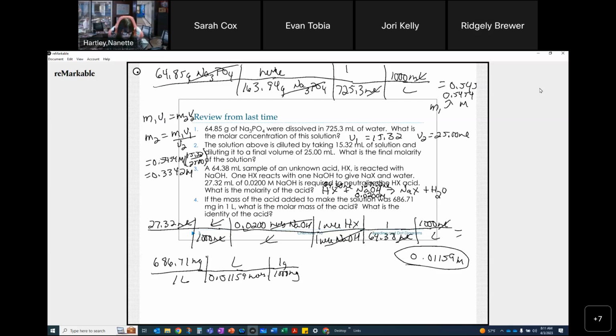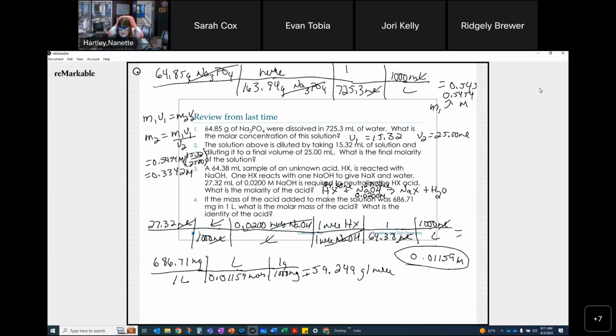So 686.7, I divide that by the 0.01159, and I divide that by 1,000. And that gives me 59.2, decimal place is in the wrong place. 59.249 grams per mole. Okay, awesome. I got a grams per mole. That's a molar mass. That's awesome.